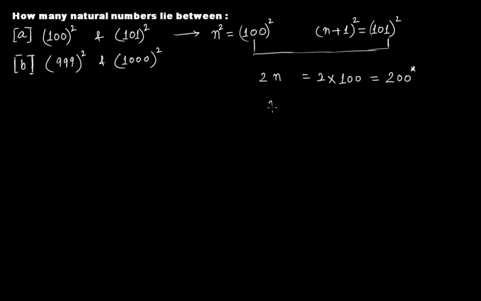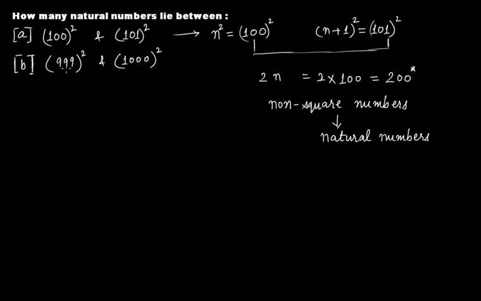So what are non-square numbers actually? They are natural numbers only, right? So if I find the non-square numbers, it means that I have found all the natural numbers that come between these two consecutive square numbers.